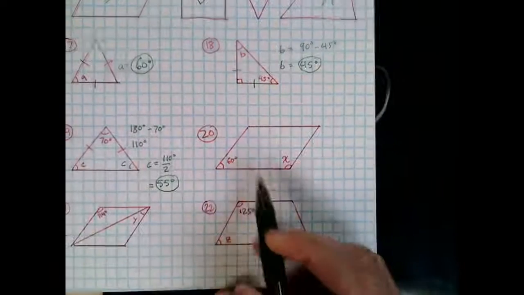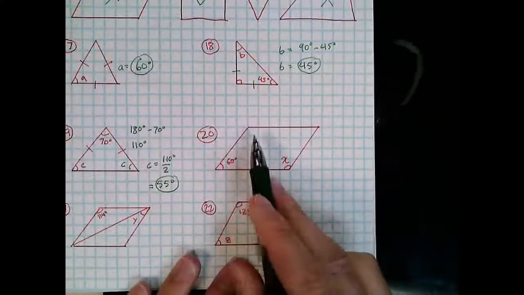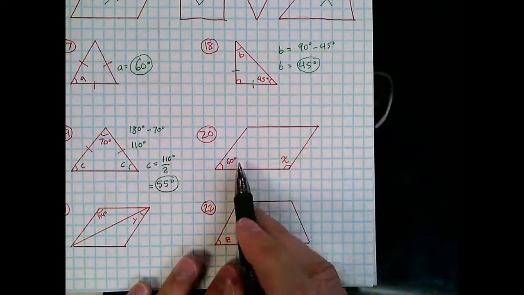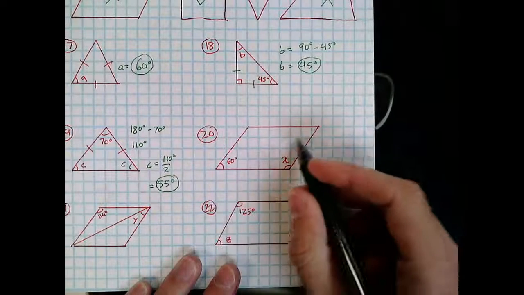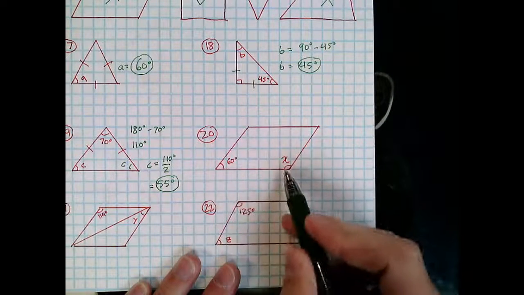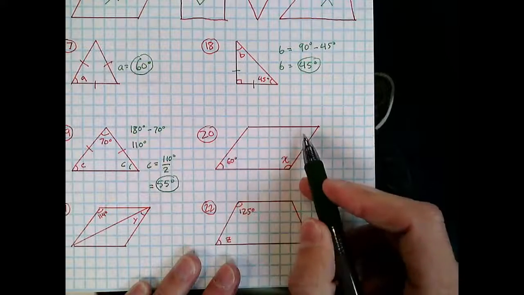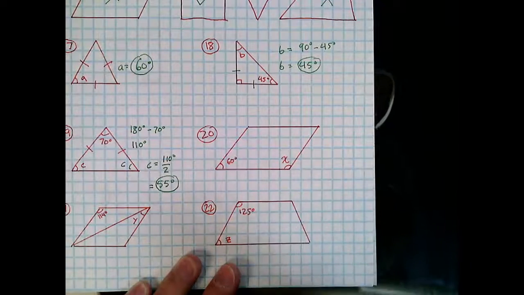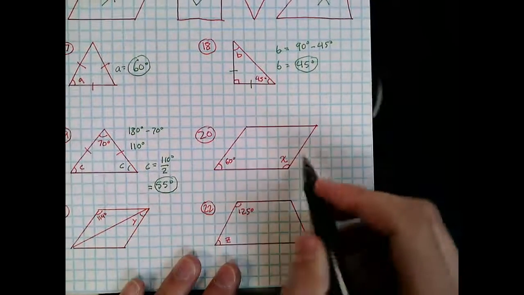Let's look at this one. Your instructions in your book tell you that this is a parallelogram, which means that these two angles are equal to each other, these two are equal to each other, and adjacent angles add up to be 180 degrees, which means x plus 60 has to equal 180 degrees.